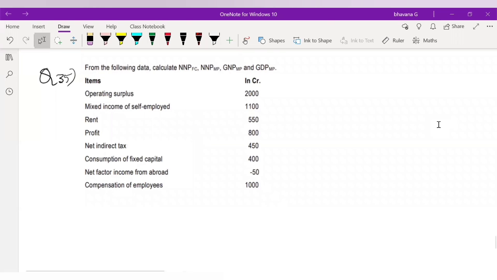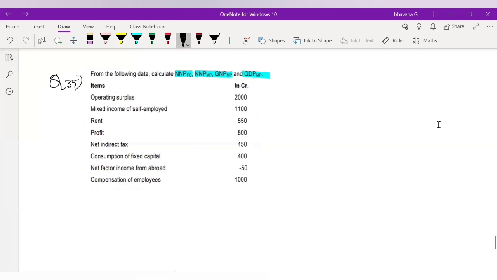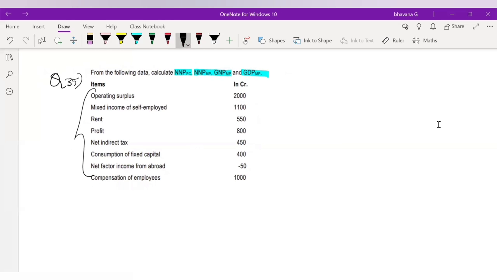From the following data, calculate NNPFC, NNPMP, GNPMP, and GDPMP. So this is going to be quite a lengthy question, we can say. Fastly we'll do this. We all know. Here they have given us the income method. You can see the question and you will be able to find out. Here they have given you the income method. Okay, fine. So let's start.